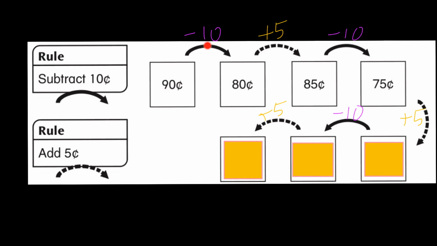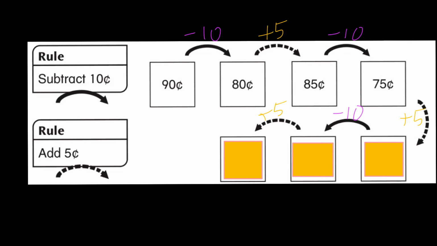So 90 minus 10 is 80. 80 plus 5 is 85. 85 minus 10 is 75. 75 plus 5 is, write it on your board, and then do this one and this one. So I want you to have 3 numbers written on your board. What are the next 3 numbers? What would go here? What would go here? What would go here? Pause it.